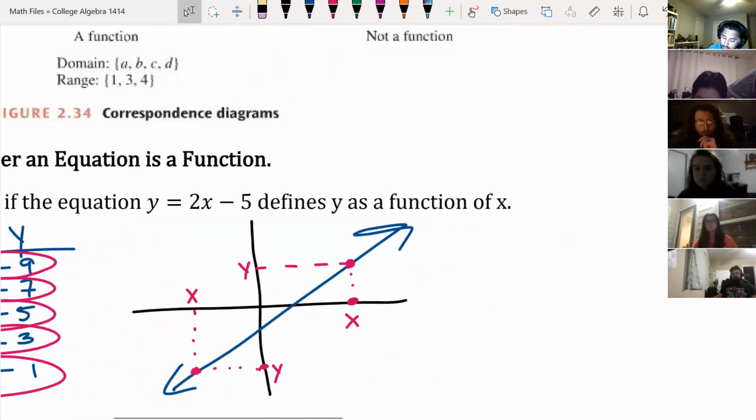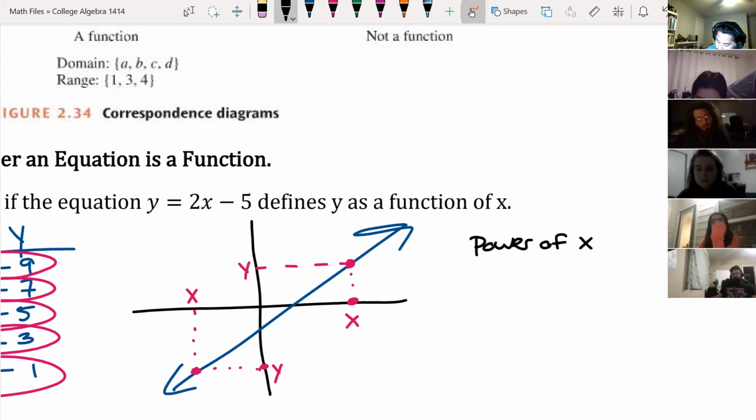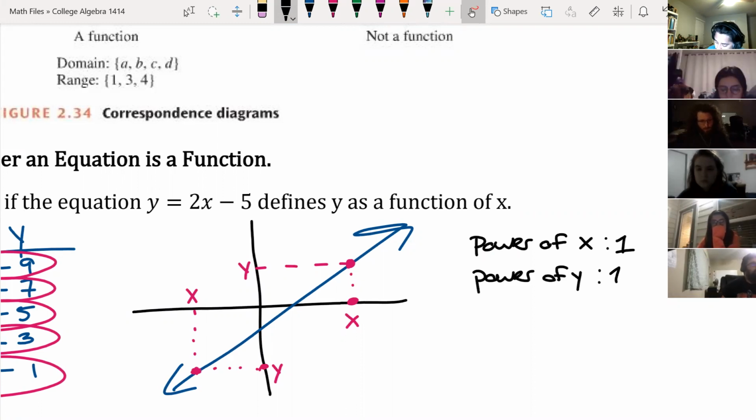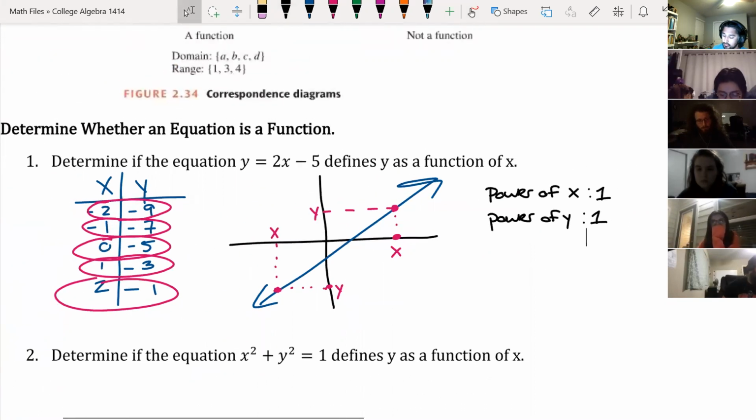I guess I could put the powers thing over here. Let's see. Power of x is 1, and power of y is 1. That means it is a 1 for 1. Okay. Any questions on that?